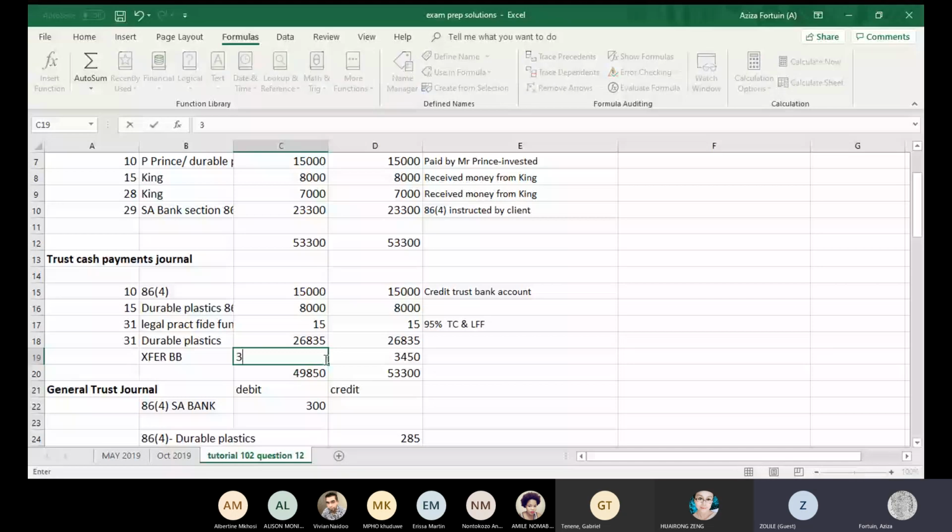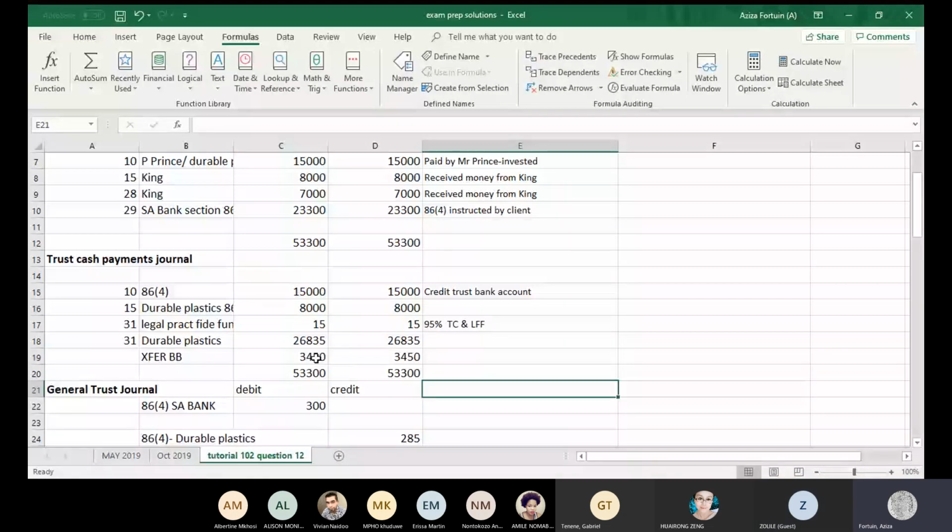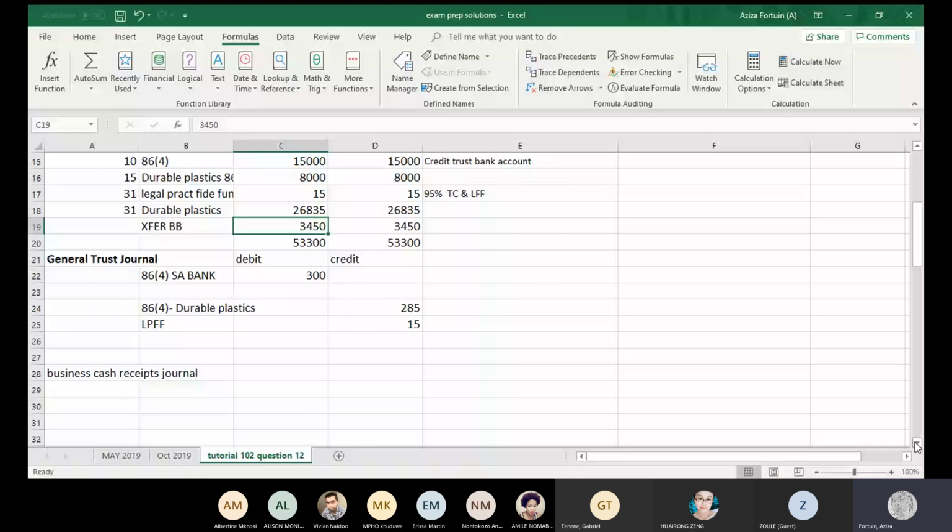This amount should actually add with that, no? Yes, correct. Okay. Now let's do our business cash receipts journal, because that's the problem that we had. So let's look at our business bank account. So what goes in there now?